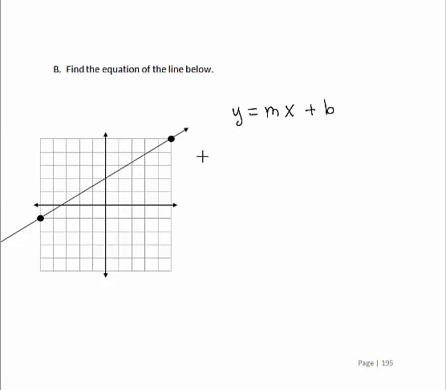In this case both the slope and the y-intercept are easily determined from the graph. Where does this line intersect the y-axis? It intersects it right there. And so if each grid unit is 1, then we intersect the y-axis at y equals 2. So in other words, my b is a positive 2.